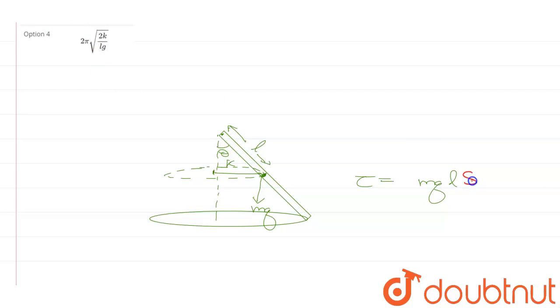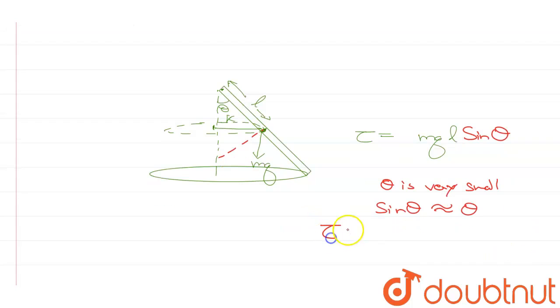then mgL sin theta will be the torque, because we know we need to take the component for torque that is perpendicular to the radius at which it is acting. So it will be mg sin theta. So torque becomes mgL sin theta. Now, since this is a compound pendulum, I can assume that this theta will be a very small number. So if theta is very small, I can say that sin theta will be approximately equal to theta, which means the torque will be equal to mgL into theta. Let's mark it as equation number 1.